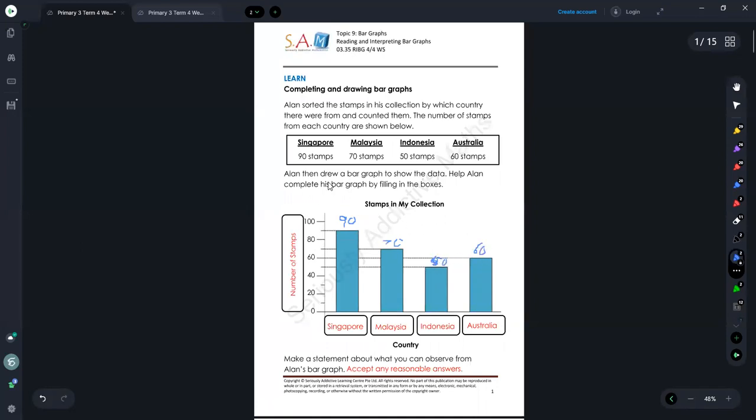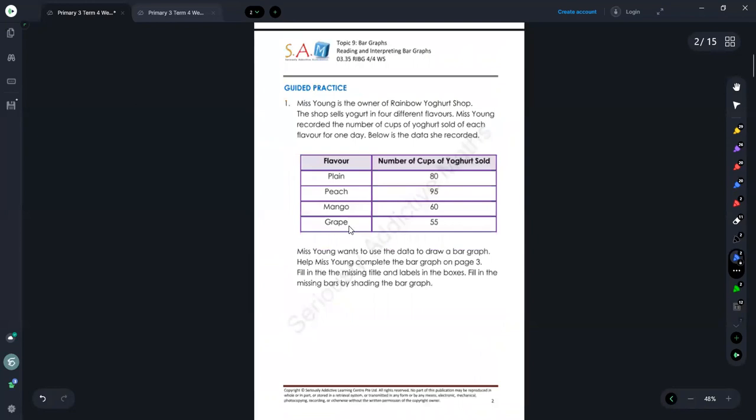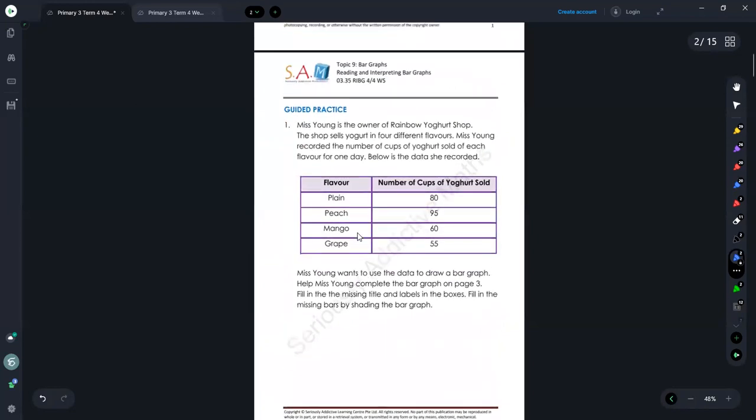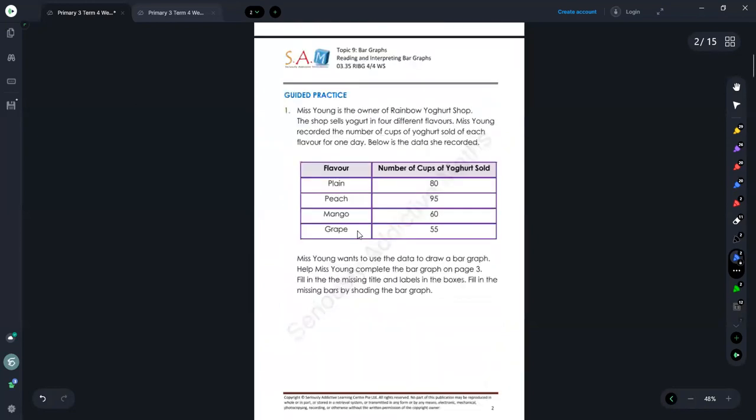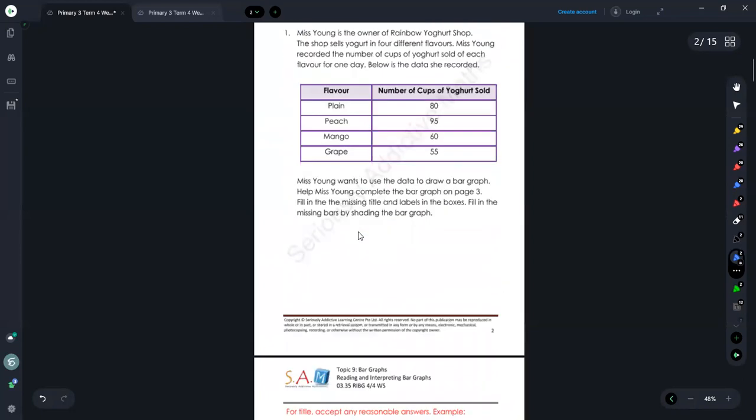Then what they can do is look at the stamps here: 90 stamps, Singapore, so write Singapore here. Malaysia, 70 stamps. And then Indonesia, 50, Australia, 60. So you write the countries right out. Again, this is a good reminder for students to write the numbers out first on the graph so that it's easier to see.